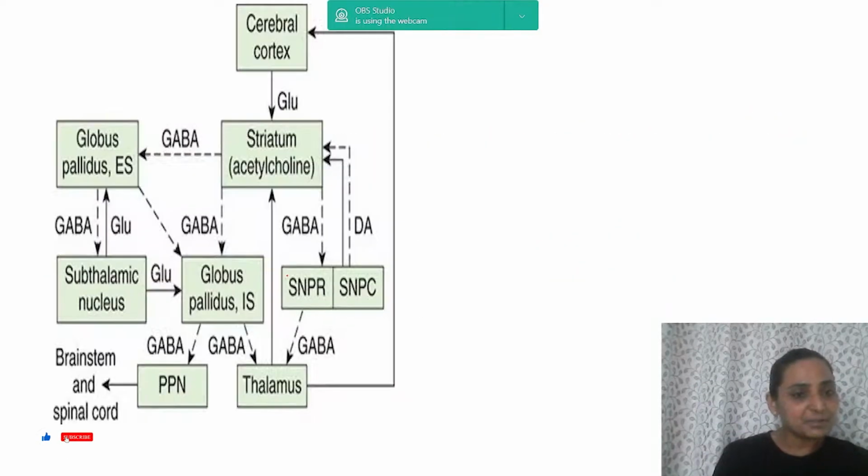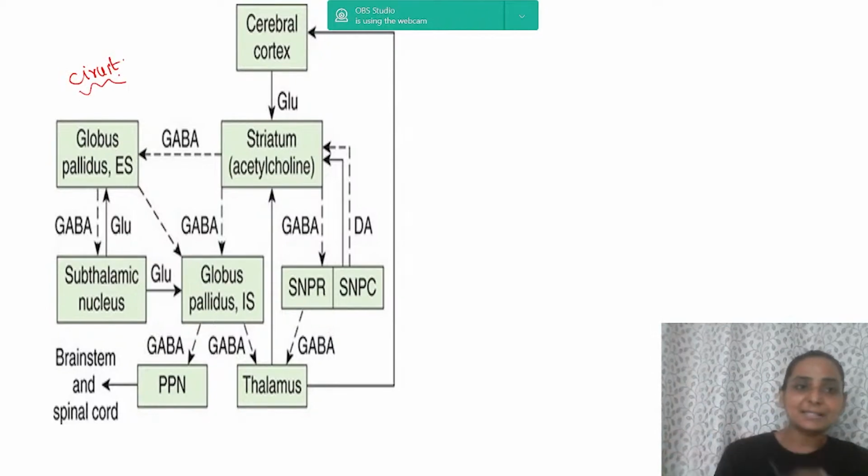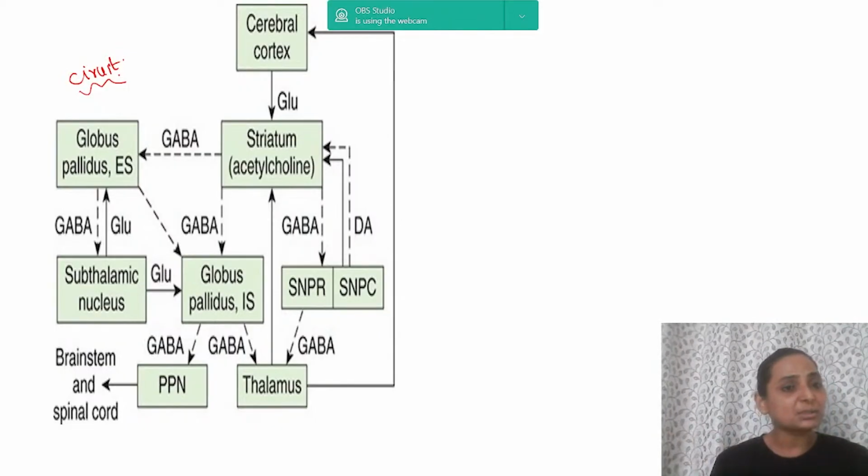So let's first study this circuit, this neural circuitry, before we go into the depth of the topic, learning the excitatory direct pathway, the inhibitory indirect pathway, or the putamen circuit and the caudate circuit. Before we rush on to that, let's first get acquainted with the different components in the basal ganglia and their circuit.